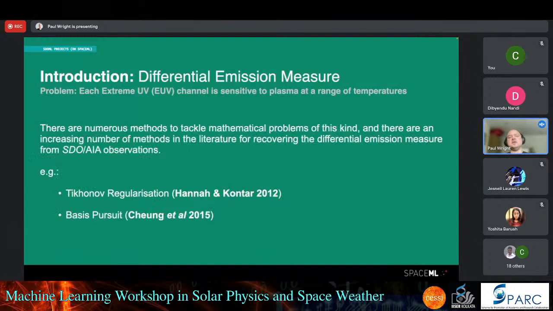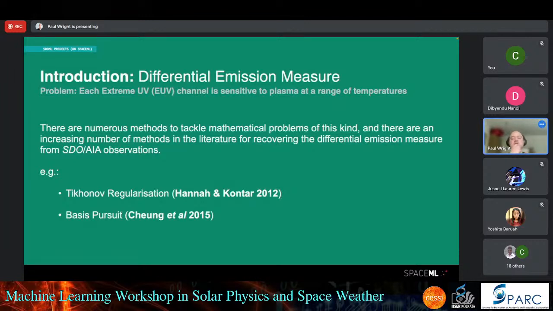So what people have done is that they've tried to generate the differential emission measure using numerous mathematical techniques. Two of them that are of interest are Tikhonov regularization, where you add additional constraints to the problem when you're trying to go from the SDO observations to the differential emission measure. And then there's also basis pursuit that we'll talk about here.